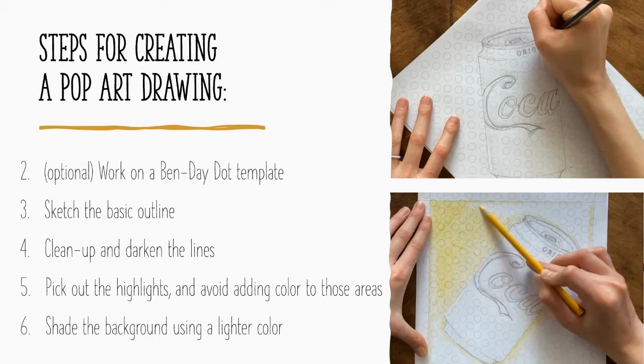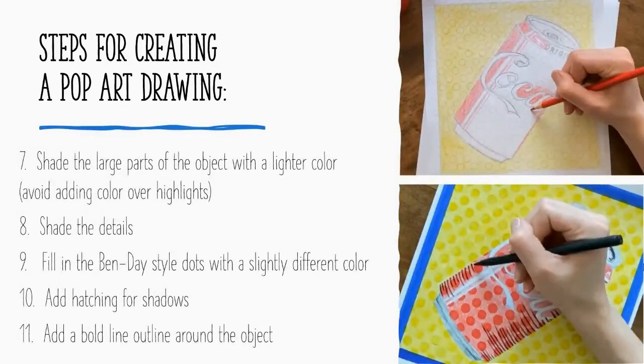Next, you'll move on to sketch the basic outline of your piece using a pencil. And then you'll want to clean up and darken lines. Pick out the highlights and avoid adding color to those areas. Then begin to shade the background using a lighter color. You'll shade all the large parts of the object with a lighter color as well. And again, you'll be avoiding color in those highlighted areas. Don't color over your highlights or you won't be able to get them back.